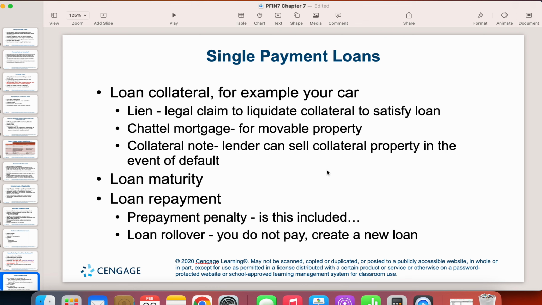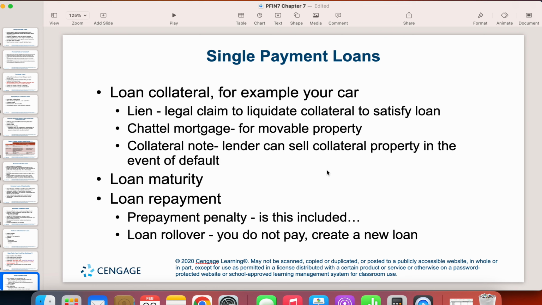Chattel mortgages are used when there's actually movable property and collateral needs to be put in place to secure the loan. A collateral note is defined as a lender can sell collateral property in the event of the default. So they'll hold on to the collateral note, and that gives the lender the ability to sell the collateral property that they have access to in the event of a default. Any single payment loans will have collateral associated with them. They will have a loan maturity, which means how long will the borrower be paying this loan off, and they will have a loan repayment schedule.